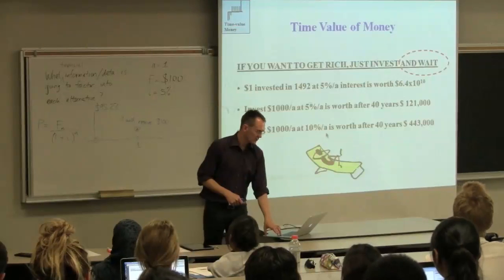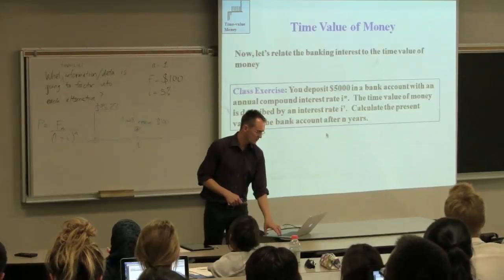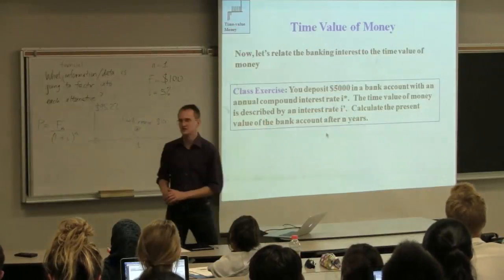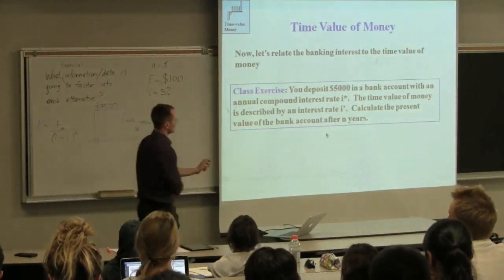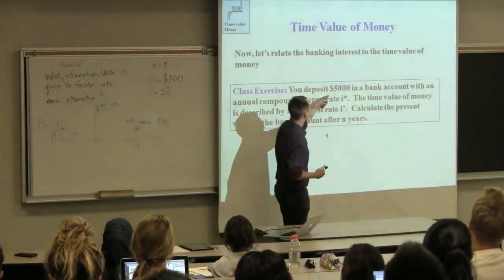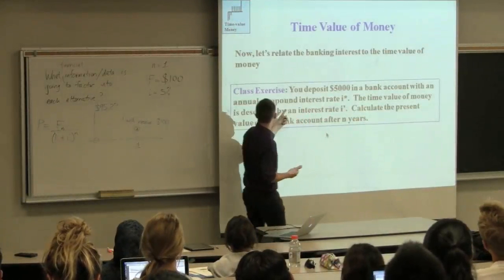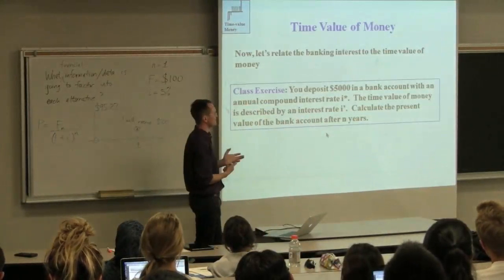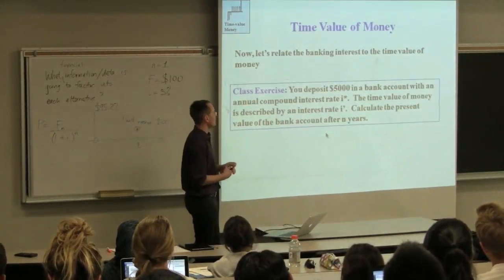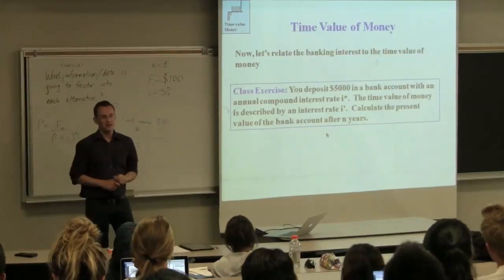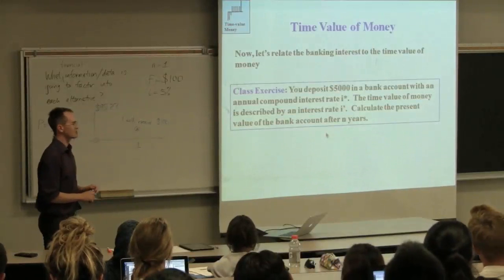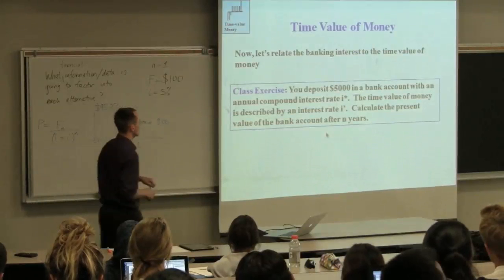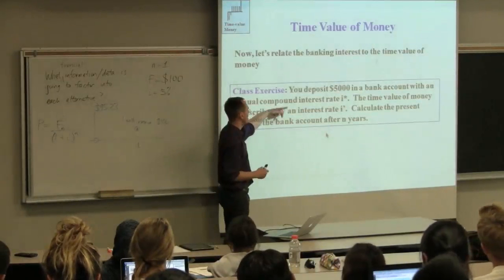So what I'll do is leave you with this example that I'd like you to take a look at. We'll pick this up next class. If we take a look at the scenario where you've given the bank $5,000 and they're giving you a compound interest rate of i star, but the time value of money is declining by an interest rate i dash. So we've got i star that's being given to you by the bank, and i dash.